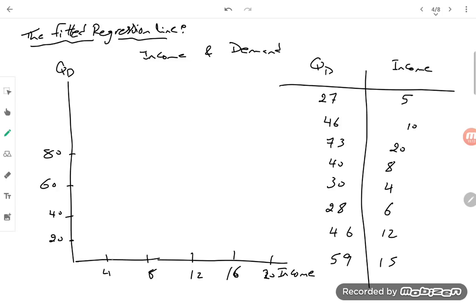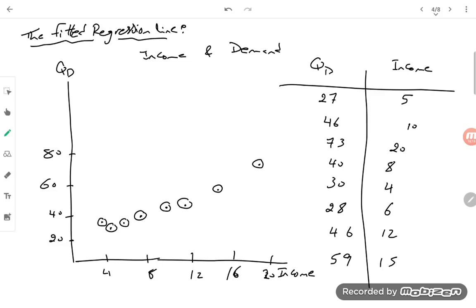So the points are 5 and 27, 10 and 46, 20 and 73, 8 and 40, 4 and 30, 6 and 28, 12 and 46, and finally 15 and 56.